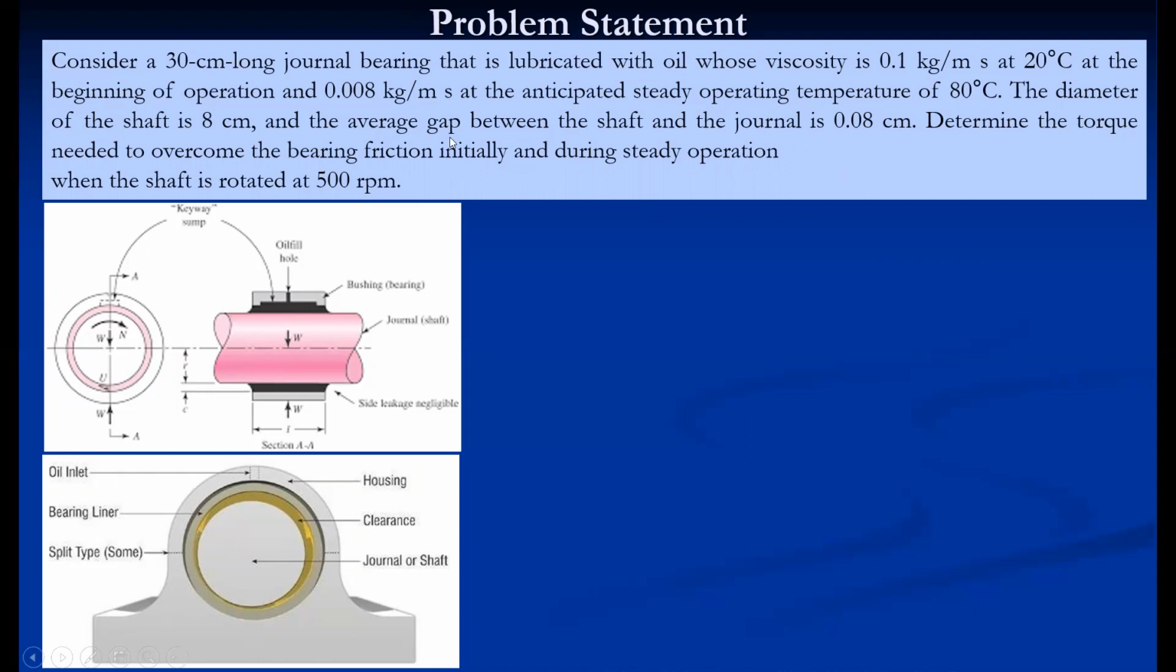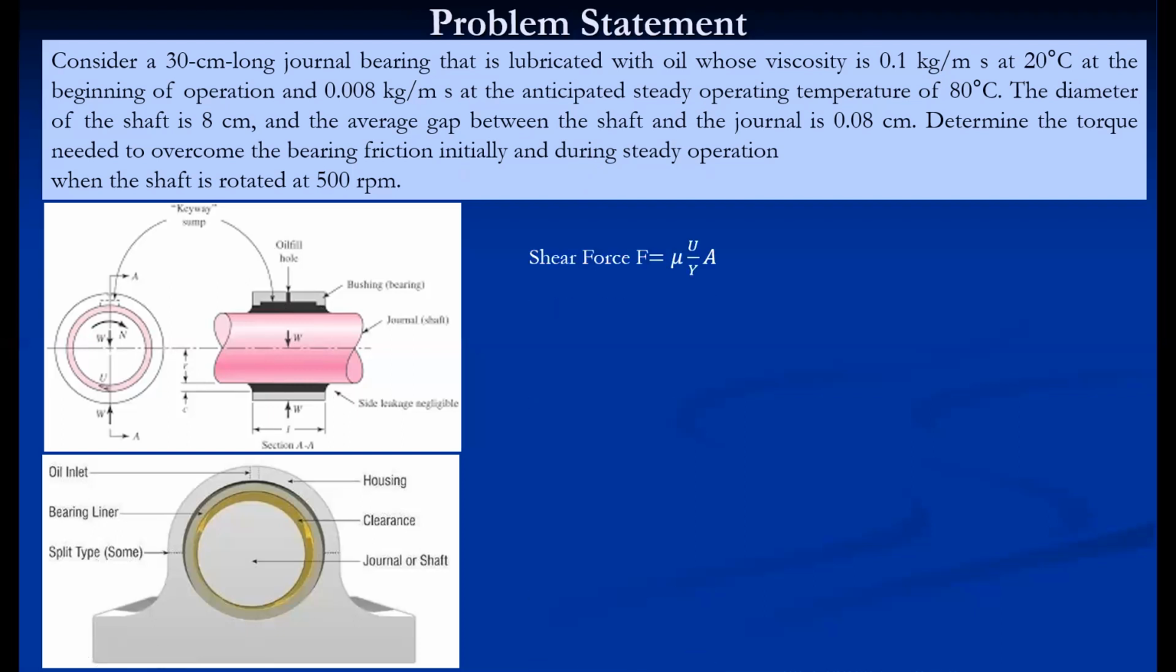So determine the torque needed to overcome the bearing friction. Initially, what is the torque required and what is the torque required during steady state? Because the only difference is the viscosity. And because of the viscosity, obviously we can say the torque required at the beginning is higher than the torque required during the steady state. Viscosity is reduced. The shaft rotates at 500 RPM. Speed is given.